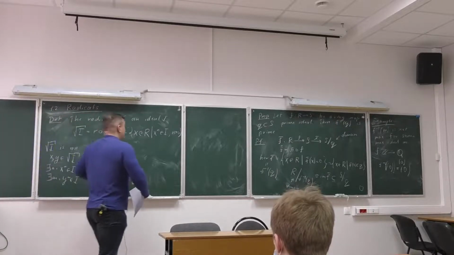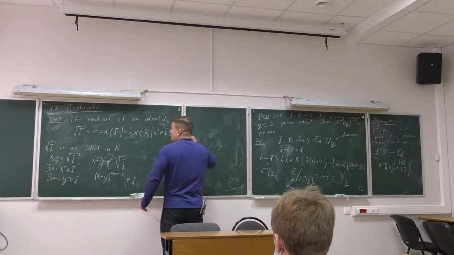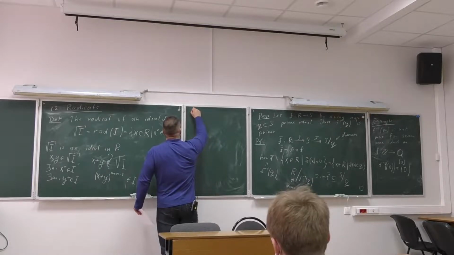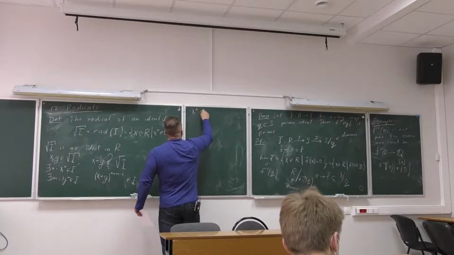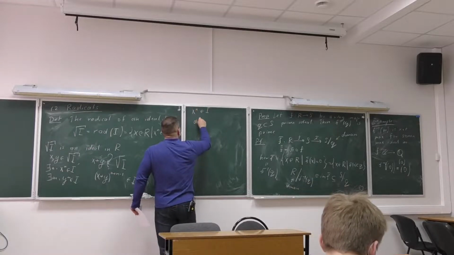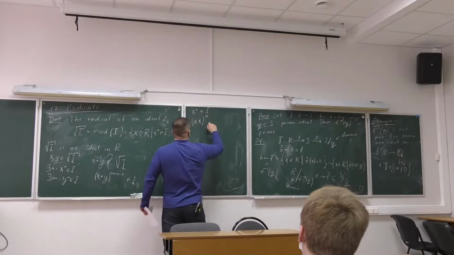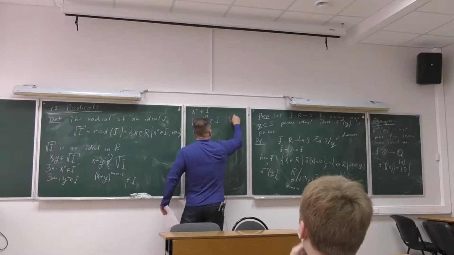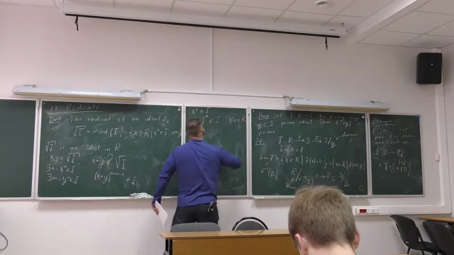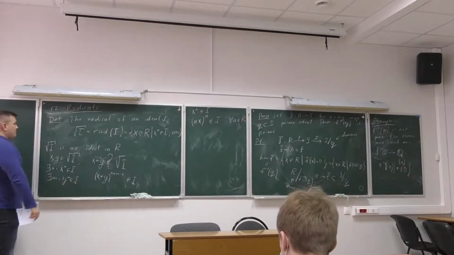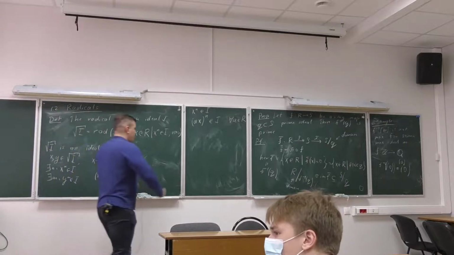Now this is why the radical is closed under taking sums, and for products it's even easier. If x to the n is in the ideal, if I take a product and raise this to the same power, this is again in the ideal, and this is true for any a in the ring. So indeed, this radical is not just a subset, it's an ideal. Example.